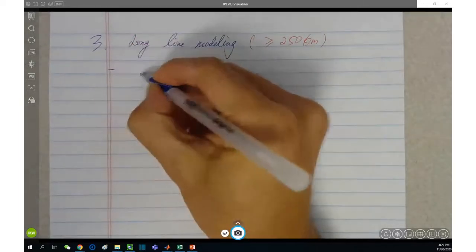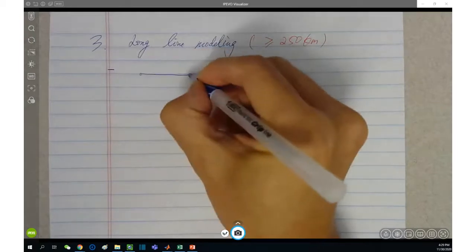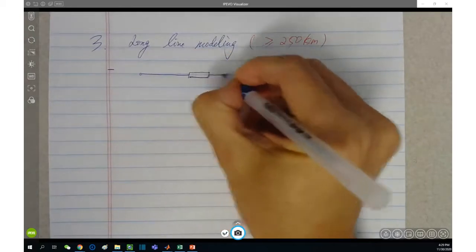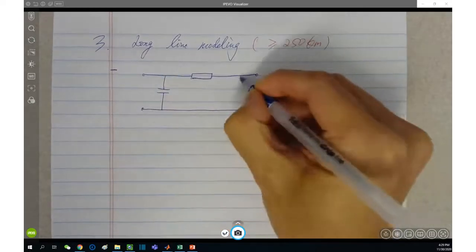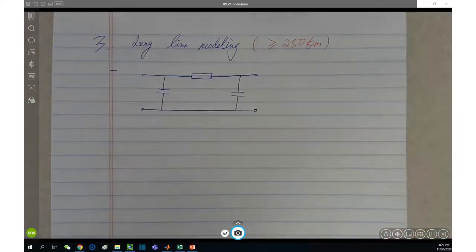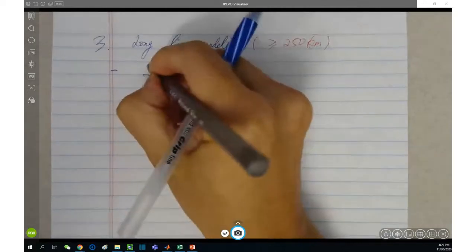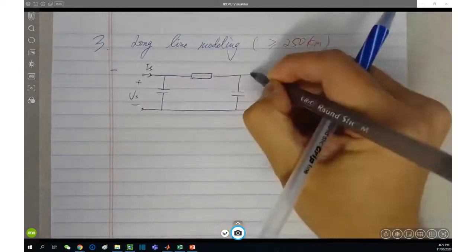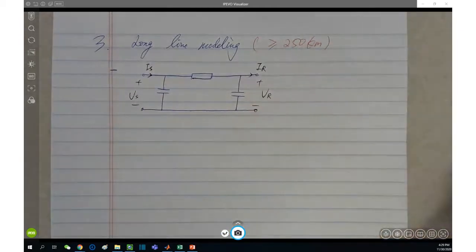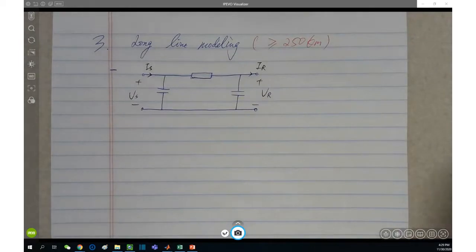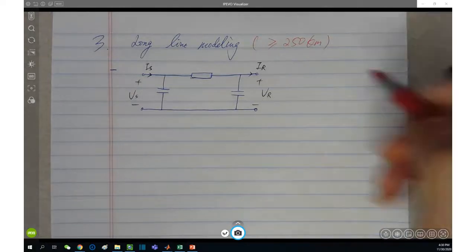But actually the basic look remains the same as the medium line model. Basic parameters like the voltage and the current remain the same as well. Then what's the difference? Well, first, this is called the pi model.